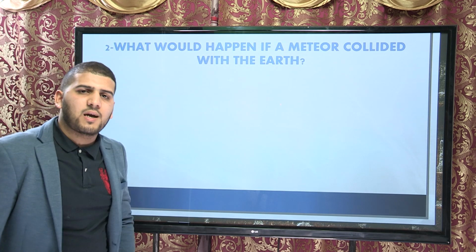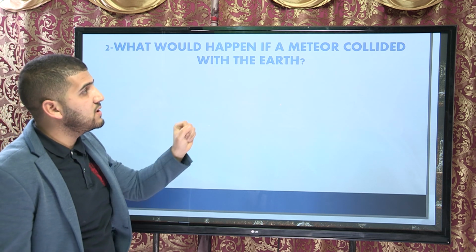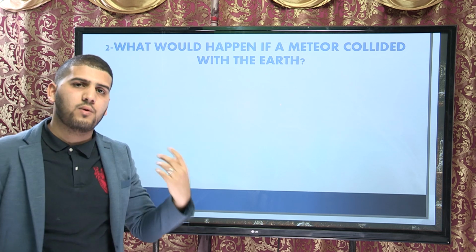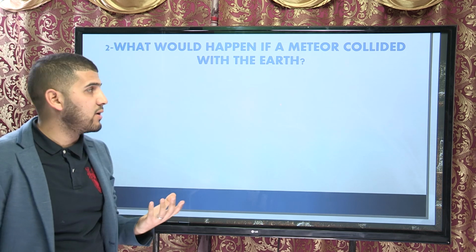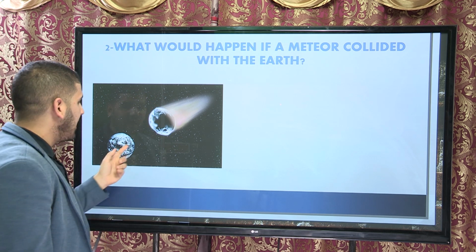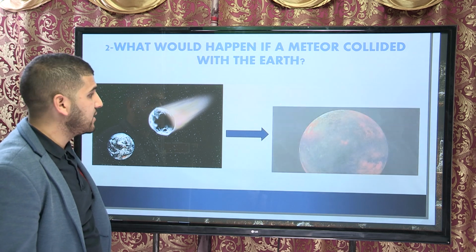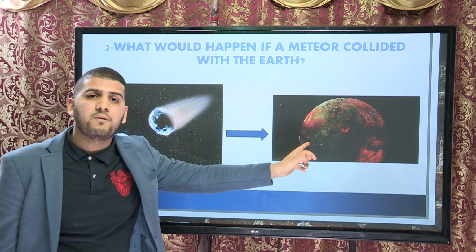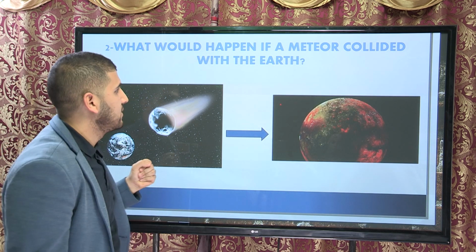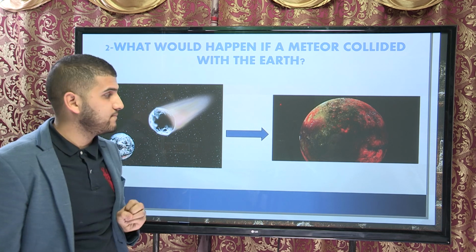Let's consider the second example. What would happen if a meteor collided with the Earth? Now try to think about it. What would happen if a meteor collided with the Earth? If a meteor collided with the Earth, life would end. So this is an example of if conditional type 2.